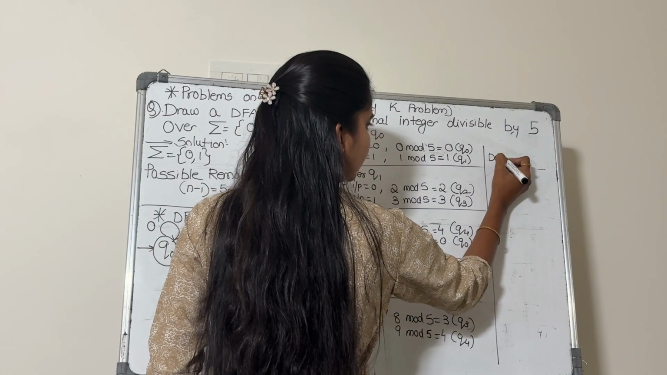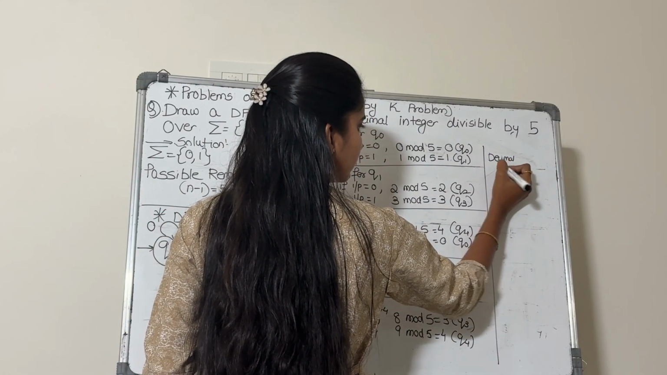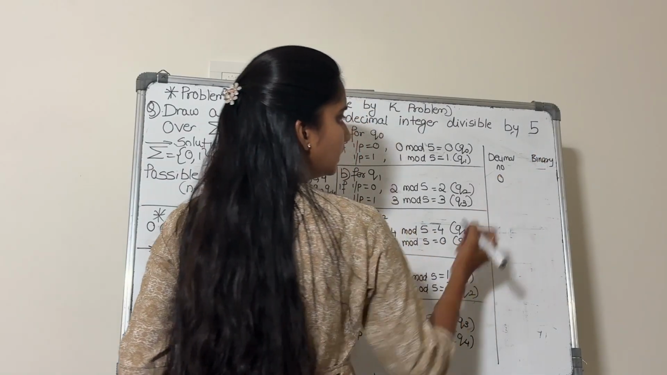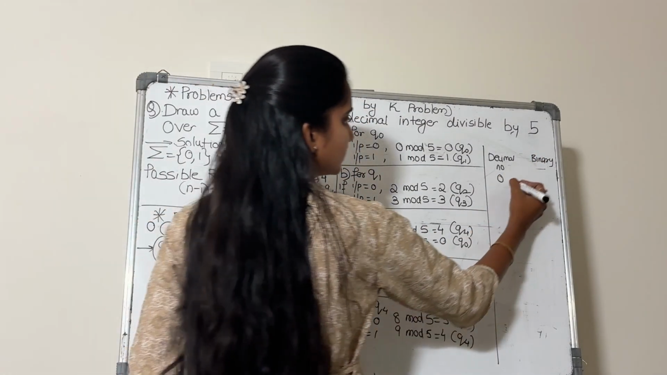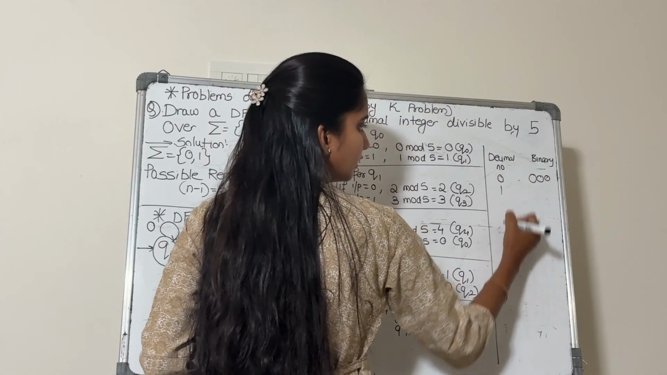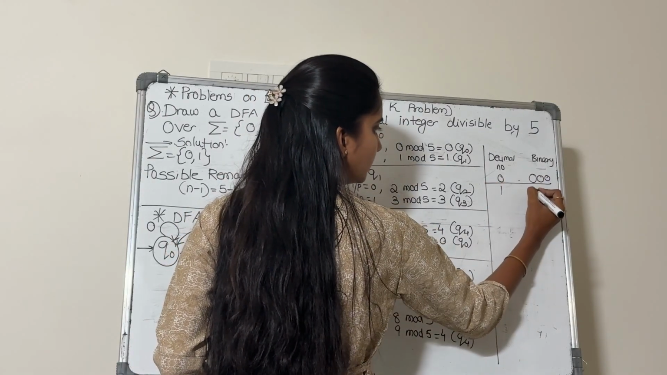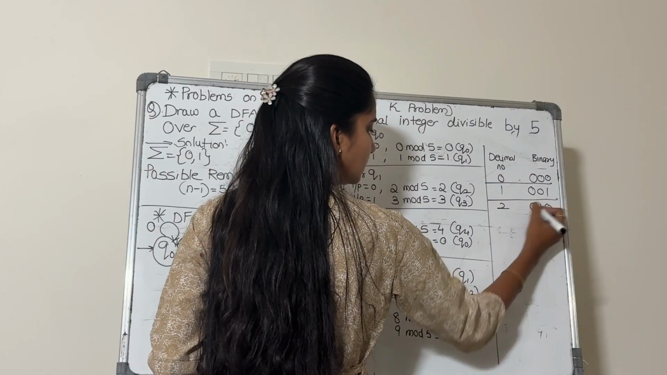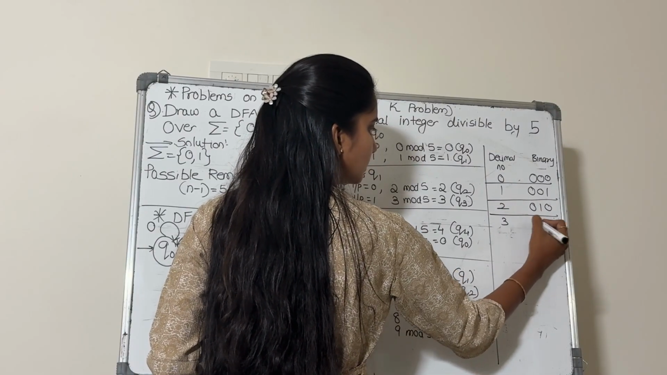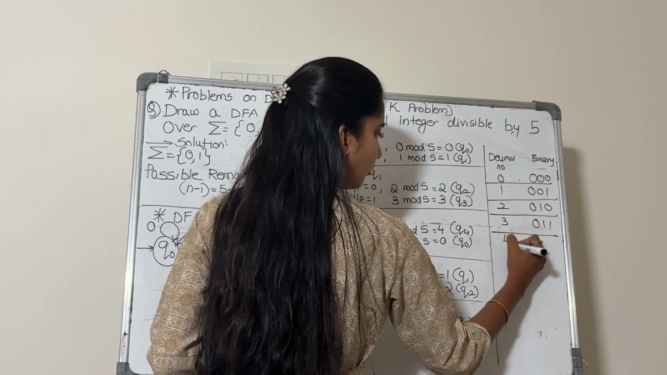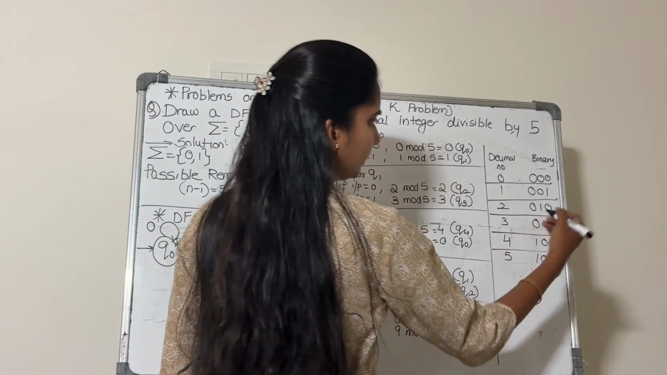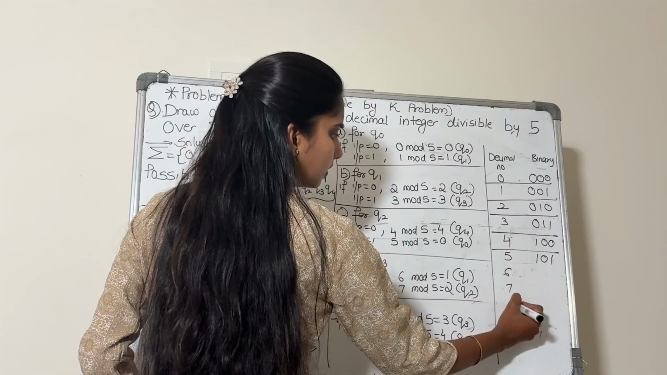I'll take the decimal number and its binary representation. Let's say for example decimal number 0. What is the binary representation of 0? It is 0. Binary representation of 1 is 0 0 1. Of 2 is 0 1 0. Of 3 is 0 1 1. Similarly, of 4 is 1 0 0 and of 5 is 1 0 1, and so on.